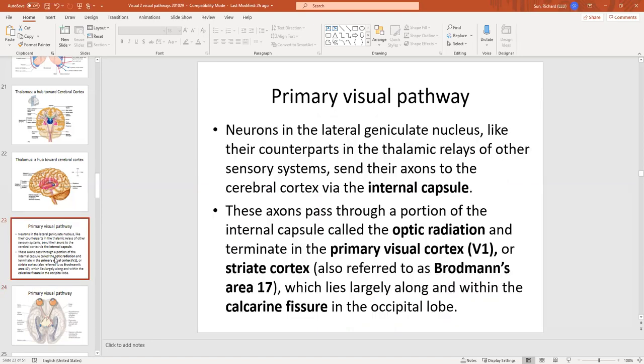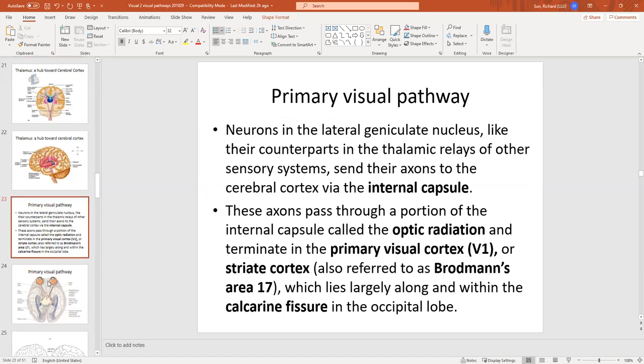So the primary visual pathway goes from the lateral geniculate nucleus through the internal capsule, passes through the optic radiation to the primary visual cortex. It's also called V1, the visual cortex number one. There are extrastriate cortices that associate with the visual cortex to process visual information, and those will be V2, V3, V4. And here is the primary one, V1. This is also Brodmann's area 17. And this region along this fissure is called the calcarine fissure.